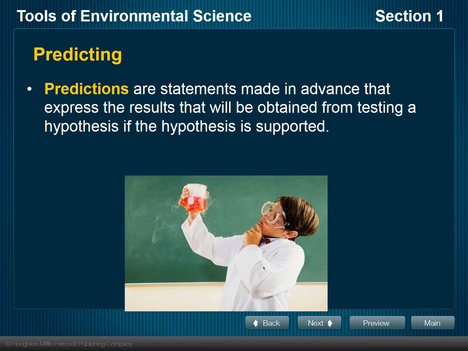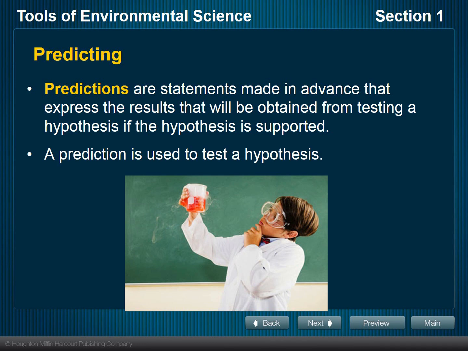Predictions are statements made in advance that express the results that will be obtained from testing a hypothesis if the hypothesis is supported. The hypothesis is your general statement of how you think a scientific phenomenon in question works. Your prediction lets you be a little more specific. A prediction is used to test a hypothesis.